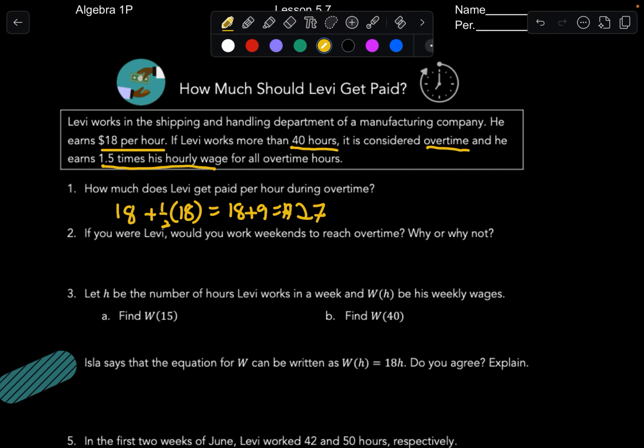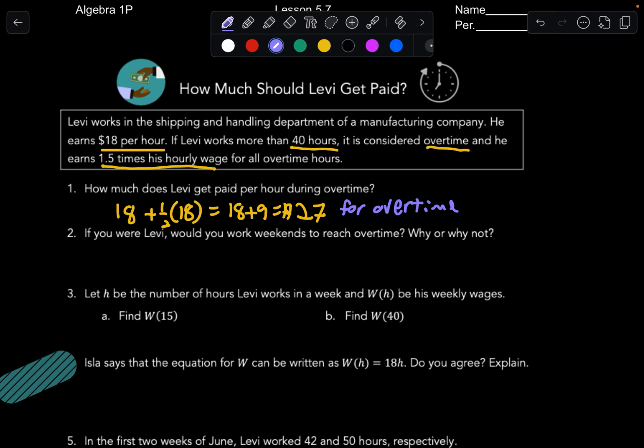That's for overtime. Okay? If you were Levi, would you work weekends to reach overtime? Why or why not? That depends on you. Do you need the money? If you needed the money, you would work weekends so you can get to the overtime pay so you can make more money.